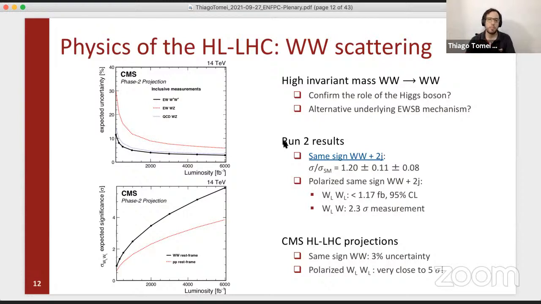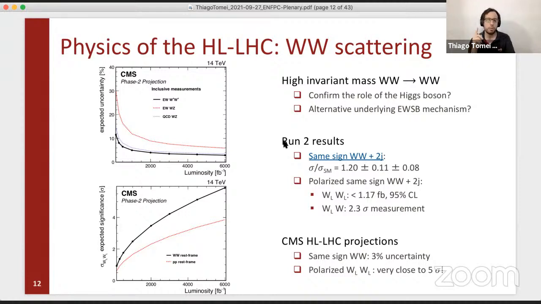Let's start with this one, WW scattering. So at high invariant mass, you can have WW to WW. And you all know this, but this scattering is one that is regularized by the presence of the Higgs boson, of the Higgs mechanism.